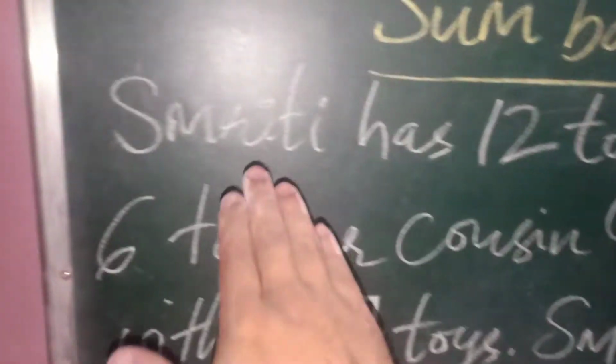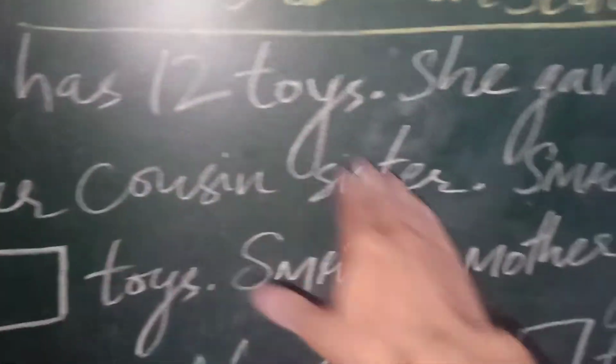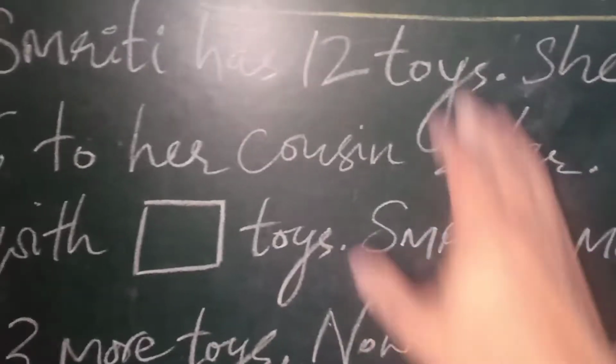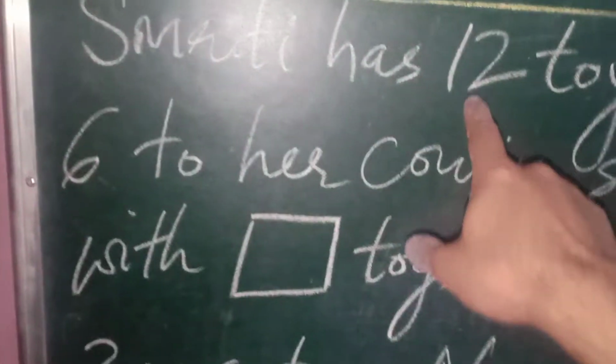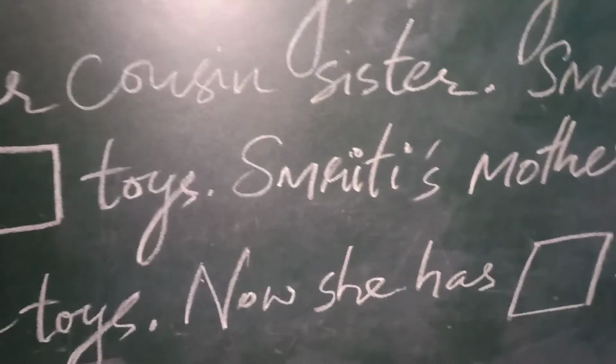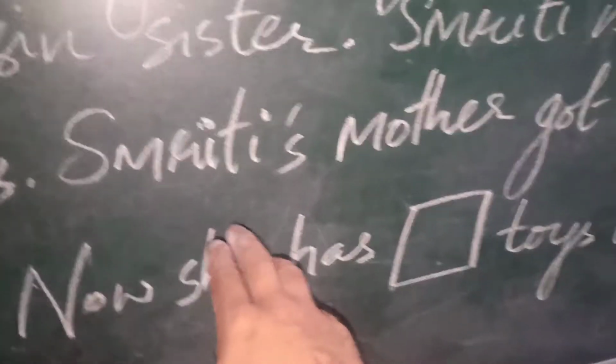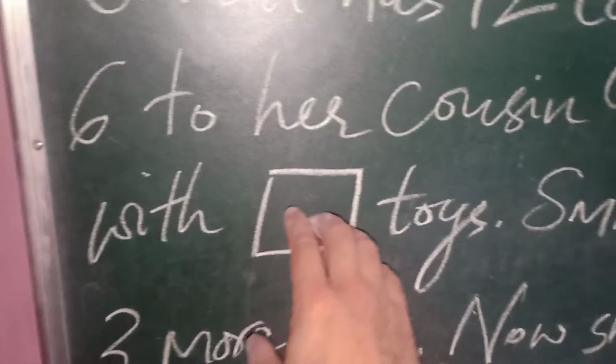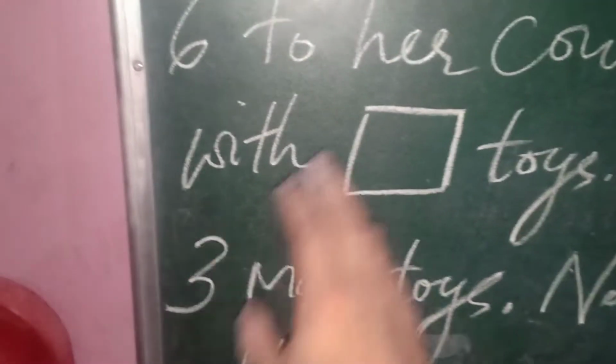Okay, first Smriti has 12 toys with her, and she gave away 6 toys to her cousin sister. So if you minus 6 from 12, you will get how much? You have to write it over there. Okay, Smriti is left with how many toys? You have to write it here, and you need to add when Smriti's mother got 3 more toys. So however many toys we are left with here, we have to add 3 to it.